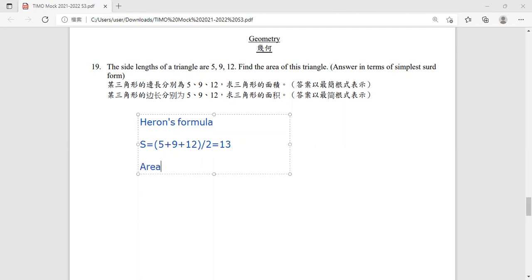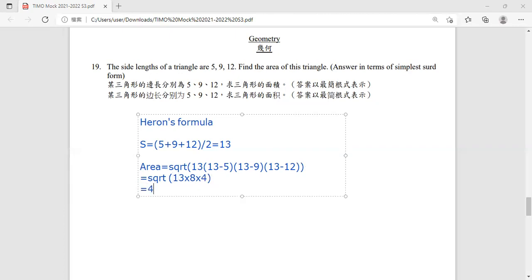Then the area. h equal to 26. 4 times 12, 26.